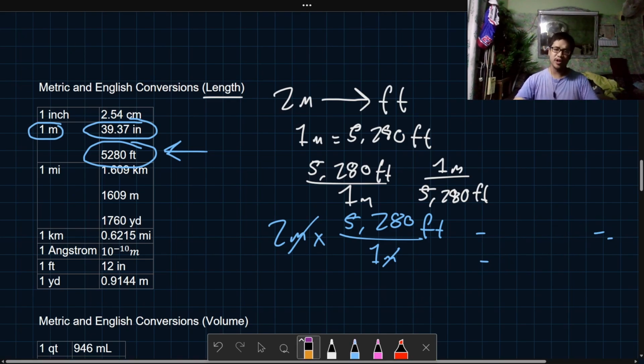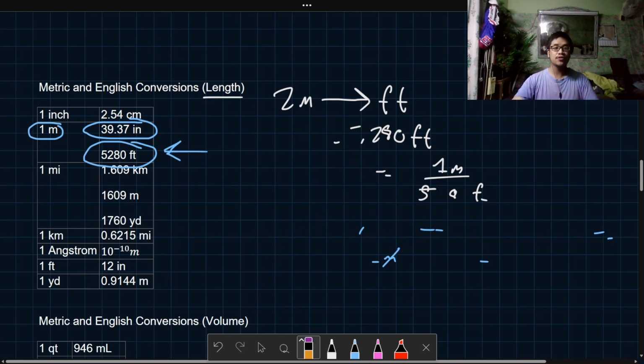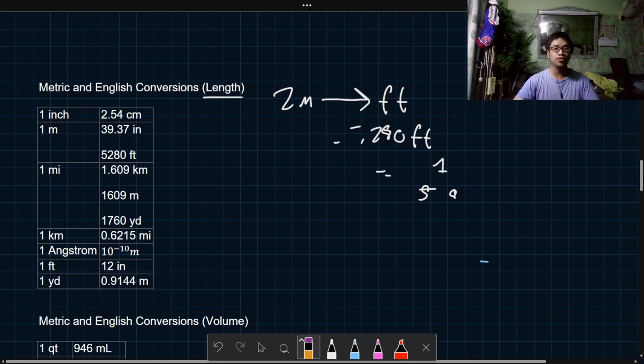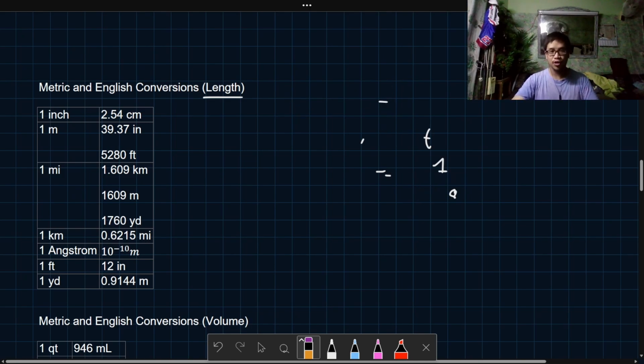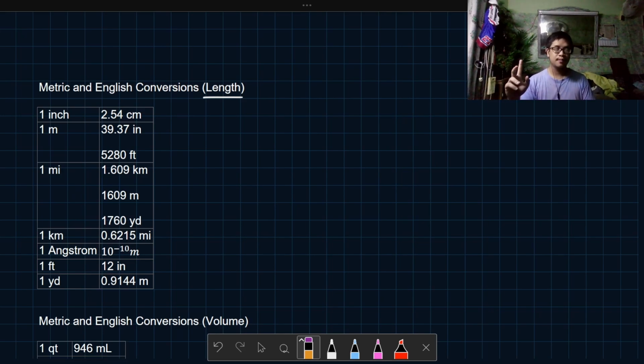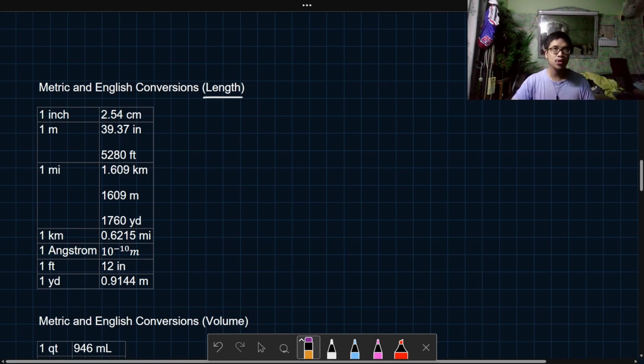Oh, wait, maybe one more example. As long as you're familiar with these metric and English conversions, you're good to go. I think it's better for you to memorize and familiarize yourself with them. If you are knowledgeable when it comes to conversions, especially their equivalents, then you wouldn't be having a hard time.